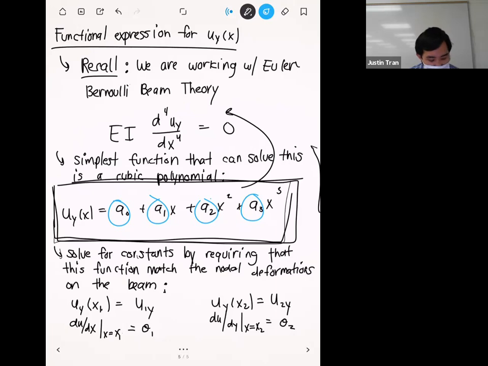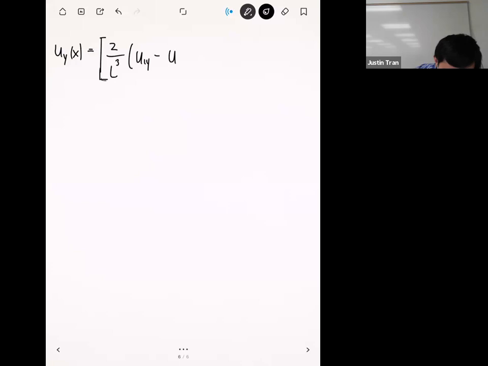All right, let me go ahead and skip ahead to the solution. And believe it or not, it's not clean. If we solve for our 4 constants, then we end up with the following expression. The first thing we have is a square bracket, and we have 2 over L cubed multiplied by u1y minus u2y plus 1 over L squared times theta 1 plus theta 2.